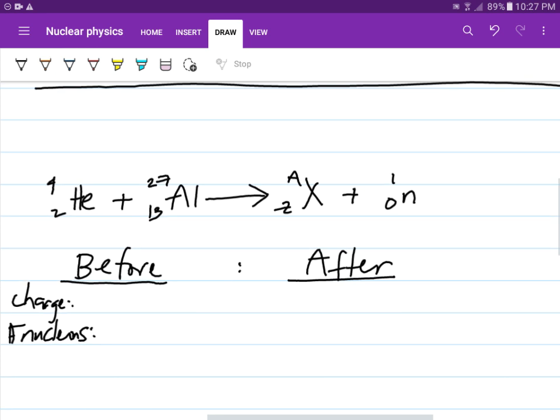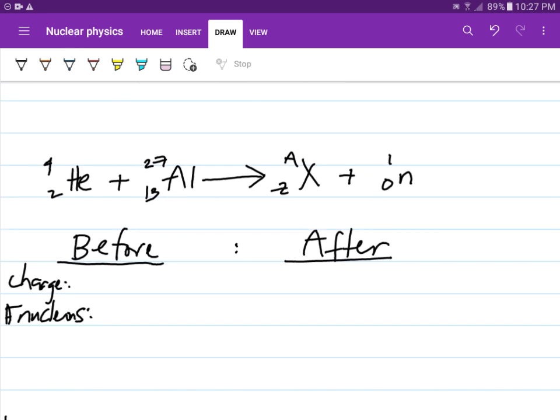As an example here, we are going to solve for an unknown byproduct of this nuclear reaction. You have an alpha particle bombarding an aluminum nucleus. There's an unknown product with atomic number Z and mass number A.